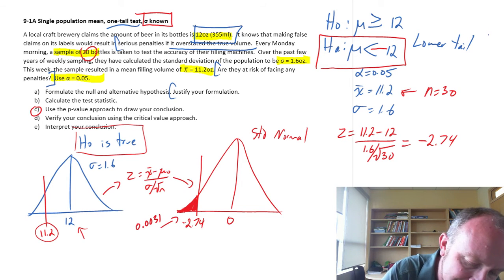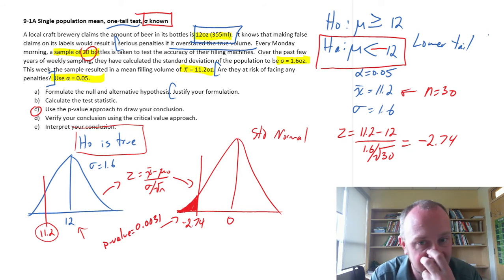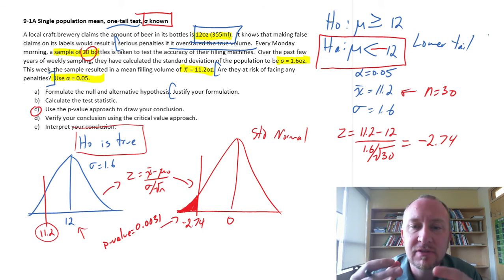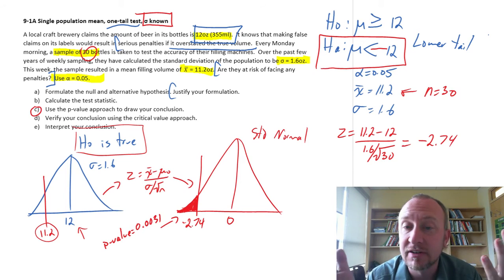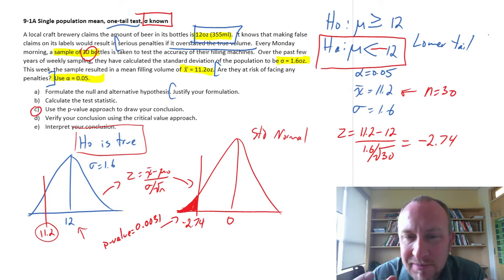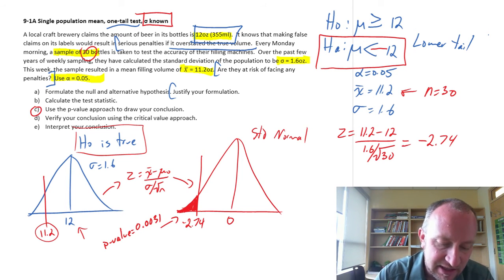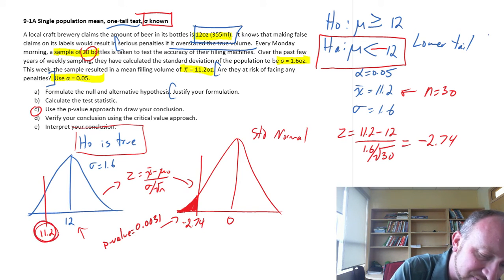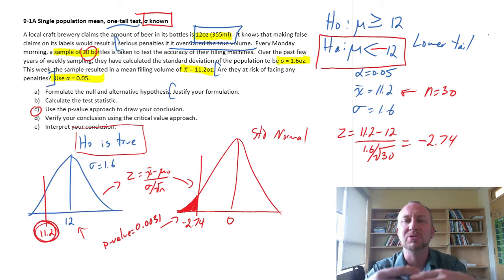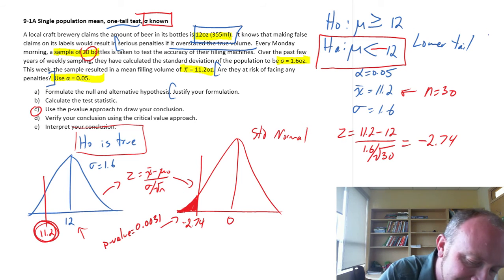So that's the probability that I want, this area here in this tail, 0.0031. In this case, that is my p-value. That is what we use to determine the magnitude of evidence that supports the alternative hypothesis. What that means is the probability of obtaining a sample mean as rare as this one, 11.2, from this distribution, assuming the null is true.